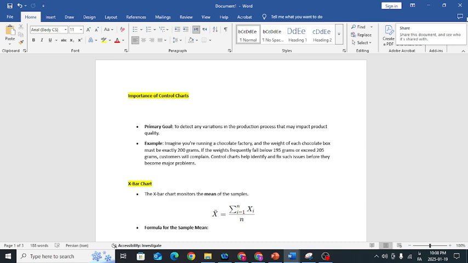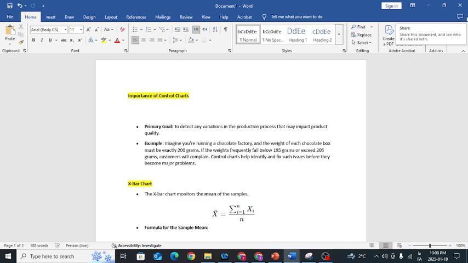Imagine you are running a factory that produces bottled beverages. Your goal is to ensure that each bottle contains exactly, for example, 500 milliliters of liquid. Variation, like some bottles being overfilled or underfilled, can lead to complaints, financial loss, or even legal issues. Here is where the X bar and R bar charts come into play.